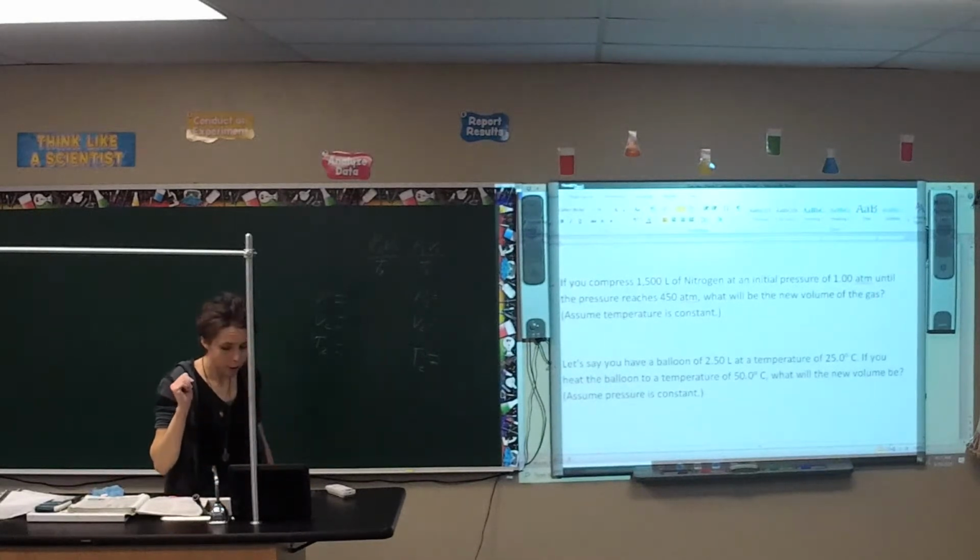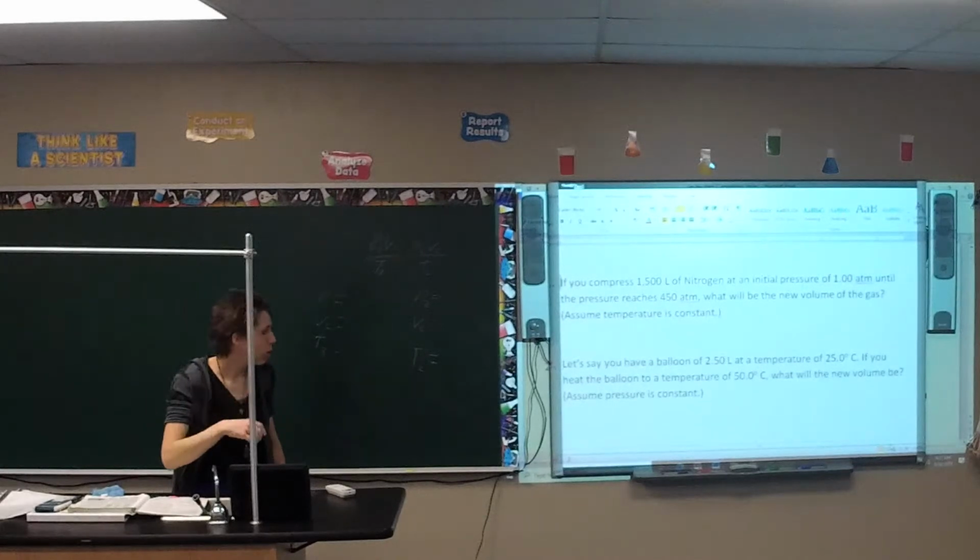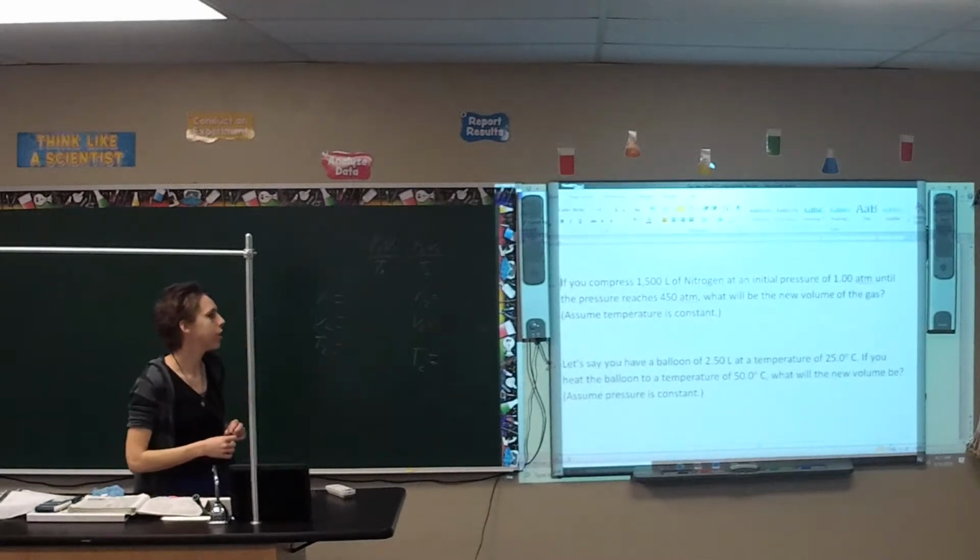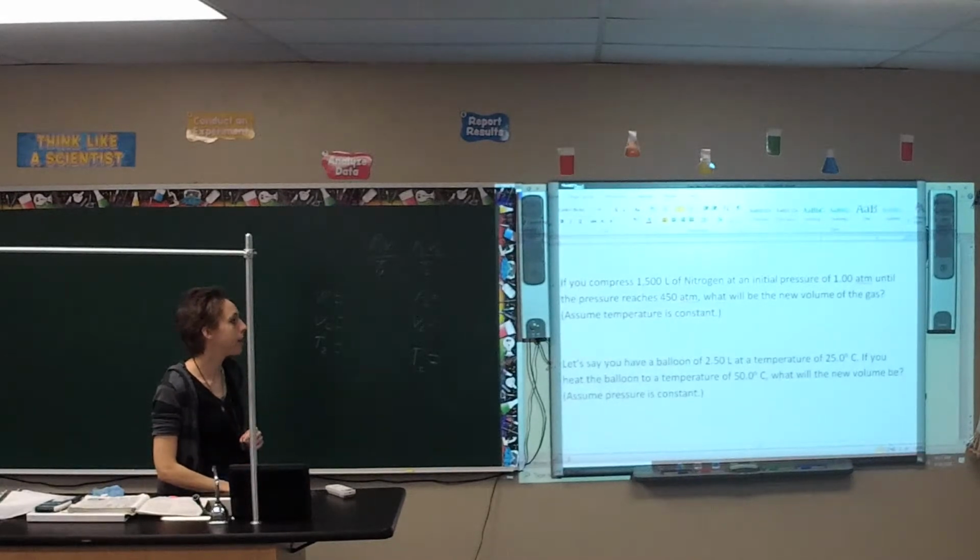Okay, I'm going to read it out loud. If you're trying to read it off a cell phone, I don't know how well it'll show up, so I'll read it slowly, and then you can rewind if you need to. Alright, so if you compress 1,500 liters of nitrogen at an initial pressure of 1.00 ATM until the pressure reaches 450 ATM, what will the new volume be? You're assuming temperature is constant. Again, I'll read it again in case you can't read it well on your screen. If you compress 150 liters of nitrogen at an initial pressure of 1 ATM until the pressure reaches 450 ATM, what will the new volume of the gas be? Assume temperature is constant.